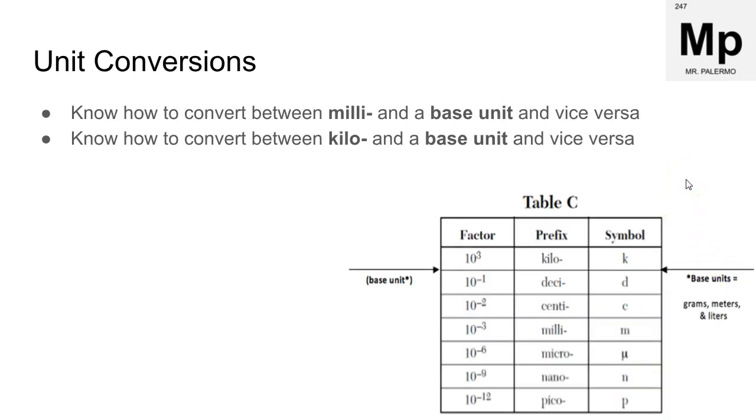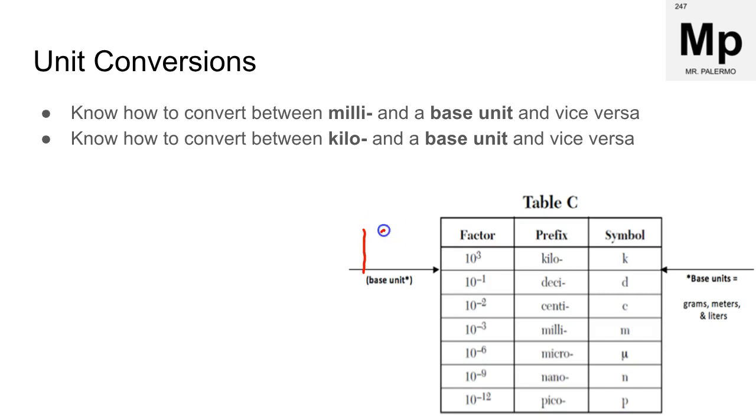Performing unit conversions, we're going to use Table C. Table C gives us a factor, and it's important to note that our base units, anything listed on Table D, so things like meter, liter, gram, etc., are going to be here, and they are 10 to the 0. So I would write that down in your notes.